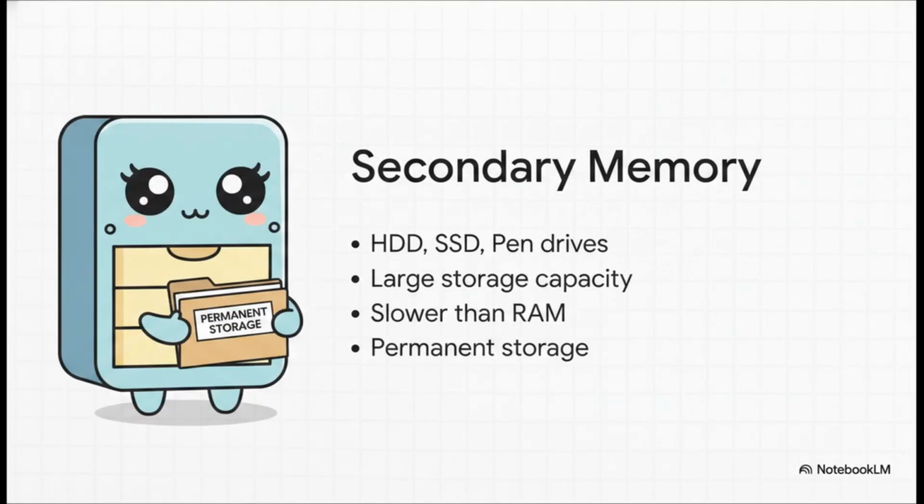So what happens when we need to save things permanently? That's where secondary memory comes in. This is your hard disk drives, your solid-state drives, and your USB pen drives. Going back to our analogy, secondary memory is like having a huge filing cabinet out in another room. Sure, it takes a little longer to get up, walk over, and dig through to find the file you need, so it's definitely slower than RAM. But it gives you massive storage capacity. And the best part is that it offers permanent storage. All your photos, files, and applications stay right there, even when the power is completely off.